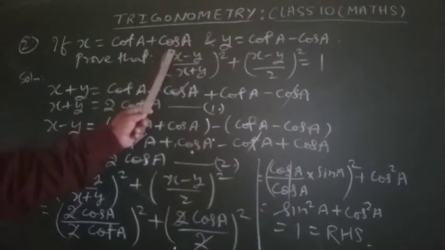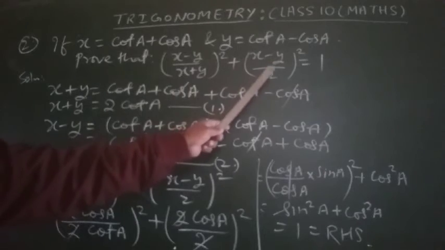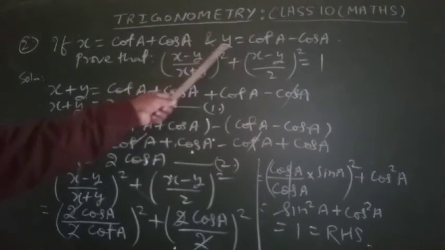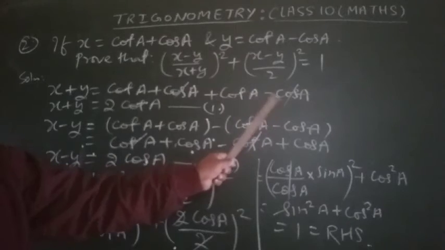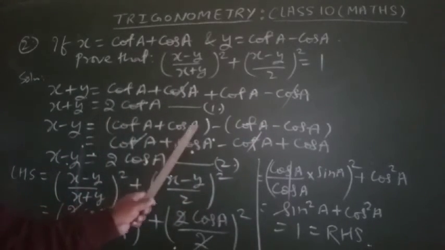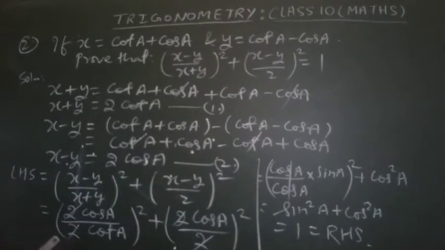Once again look. X value cot A plus cos A, y value cot A minus cos A. We have to prove that the value of this will be 1. So we have to find the x minus y value and x plus y value. If you go with x plus y, cot A plus cos A is x and cot A minus cos A is y. Cos A cancels, 2 cot A. X minus y, cot A plus cos A minus cot A minus cos A. Cot cancels, 2 cos A. I just put the value of x minus y and the value of x plus y. So here x minus y by x plus y, (2 cos A by 2 cot A) whole square and (2 cos A by 2) whole square.